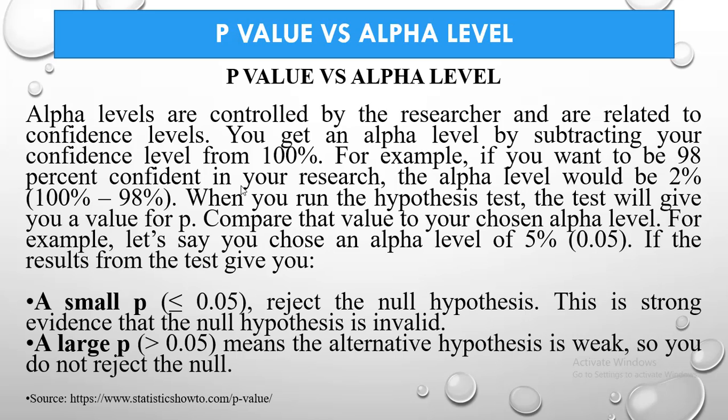If it is less than or equal to the significance level, then you reject the null hypothesis. Or if the p-value is greater than the alpha level, then you accept the null hypothesis. It is given in detail here, and you can find this content in the references. So there is a relationship between p-value and alpha level.